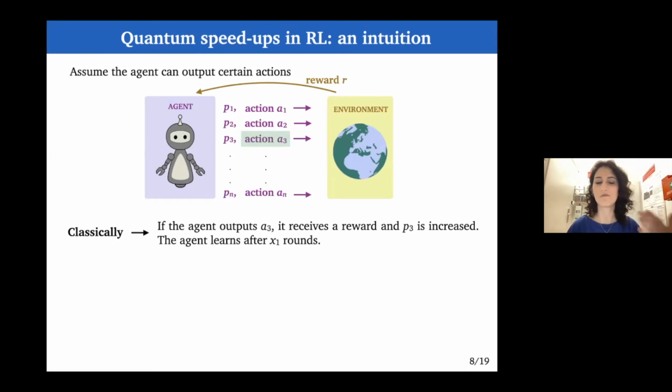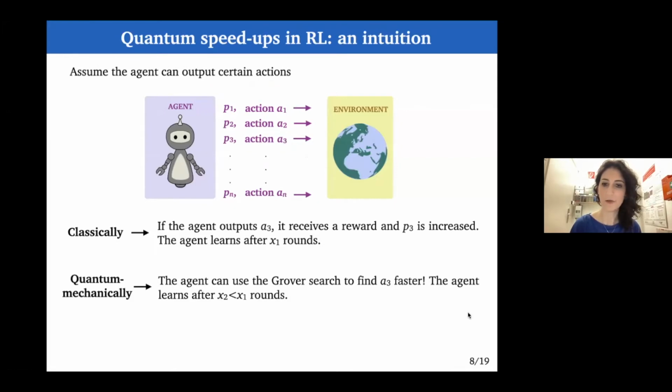Now, intuitively, let's say we want to play this classically. Classically, the agent just tries out what action it wants to output. For example, it can output action A1, A2, A3, and so on. If the agent outputs action A3, which is the correct action, then it will accomplish the goal. So the environment will send back a reward. And this reward will make the probability P3 associated to the correct action bigger, such that at the next time it's more likely to output the correct action again. This is the very intuitive picture. And let's say that in this case, the agent learns after a certain number of rounds, x1, for example. What happens now if we use quantum mechanics?